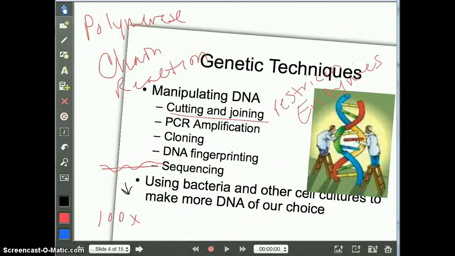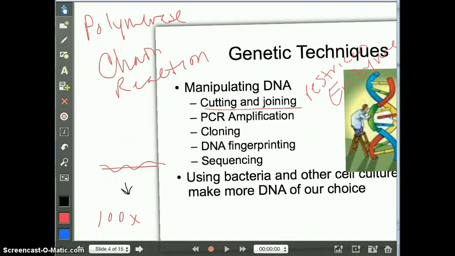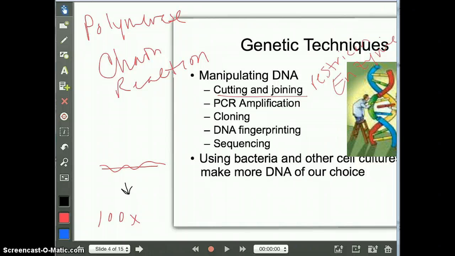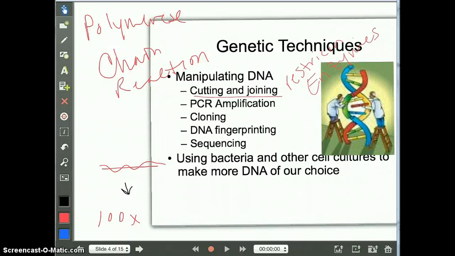Okay, more techniques that you might see: cloning, making identical copies, DNA fingerprinting. This is getting what your DNA is. Notice that you are different from the person sitting next to you. The only people that have the same identical DNA are going to be identical twins coming from the same egg and sperm. Everybody else's DNA is going to be different and unique to them. Now, how do they figure that out? They can use that by sequencing, identifying what it is that's going to be within them.